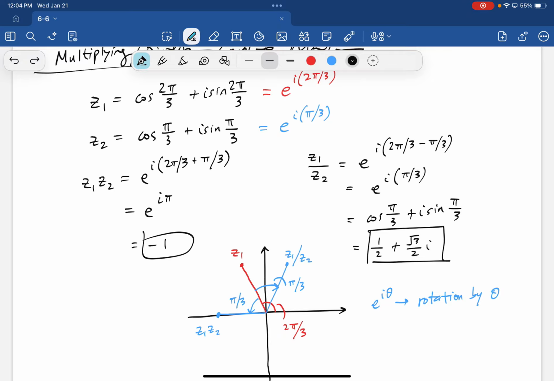Yeah, but then we have to plot it. Oh, wait, that's not -1. That's complicated. Wait, no, it is. I got it wrong.